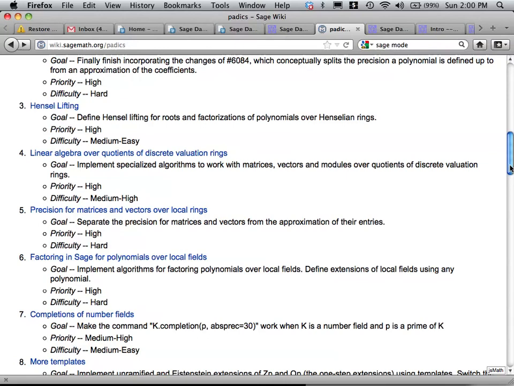And I'd like to think about linear algebra over local fields and what the right definitions are, what the right ways to implement various things are.